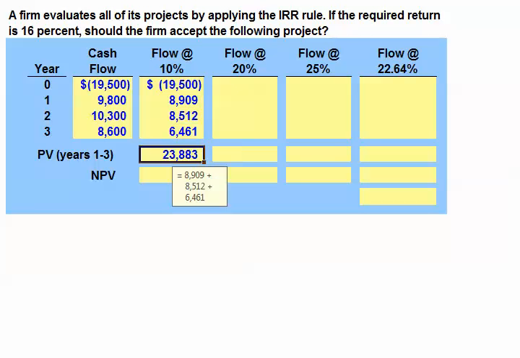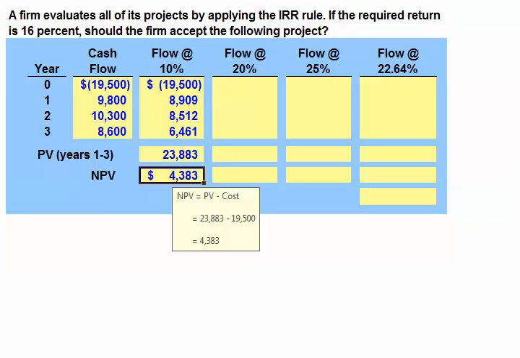The next step is to sum the present value of the cash flows in years 1 through 3. We get a present value of $23,883. To calculate the net present value, we take the present value of $23,883 and subtract the initial cost of $19,500. We get a net present value of $4,383. A positive net present value means we need to guess at a higher interest rate.